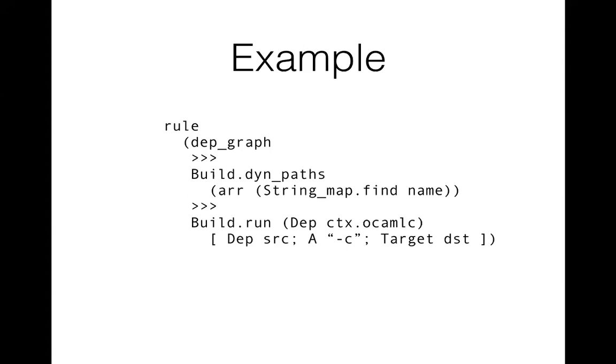and I feed it to dynamic path, which lets me declare dynamic dependencies. Basically, when this is evaluated, it will yield a list of paths, and Jbuilder will know to wait for them in the action, when it runs the actions. Is that clear? Is there any question about this?